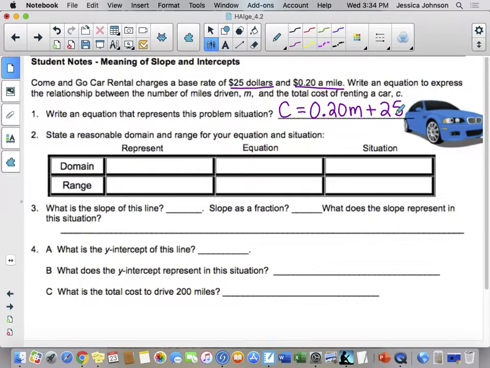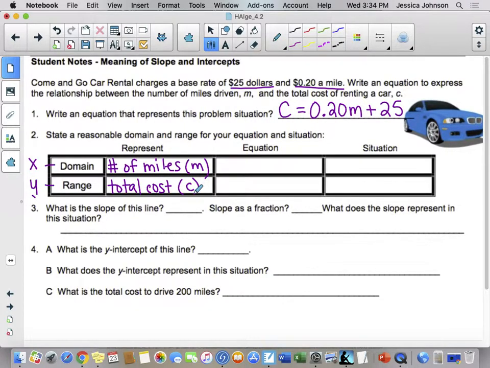Step 2 says state a reasonable domain and range for your equation and situation. So remember, domain is talking about what x can be, and range talks about what y can be. What does domain or x represent in this situation? That's our independent variable. So it's representing the number of miles, M. And our range, y, is representing our total cost. Our total cost depends on how many miles are driven, C.